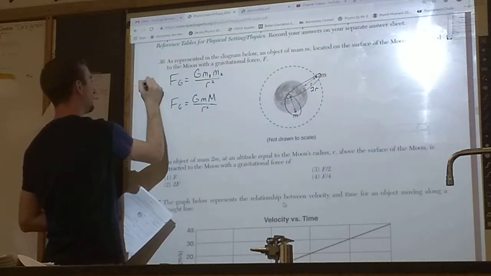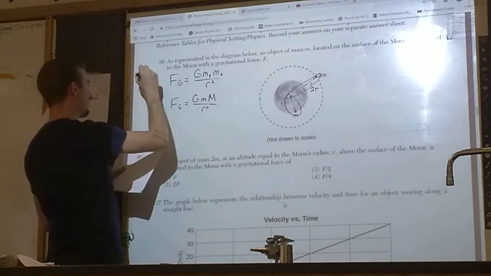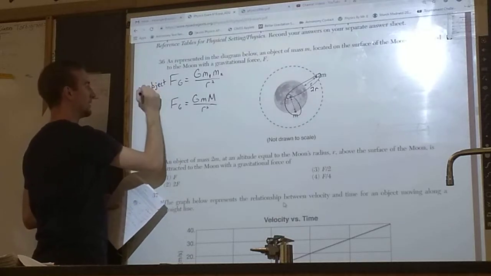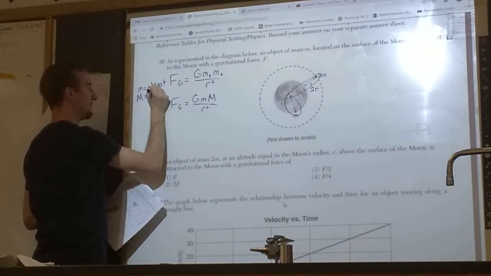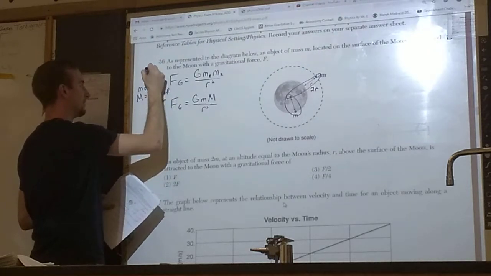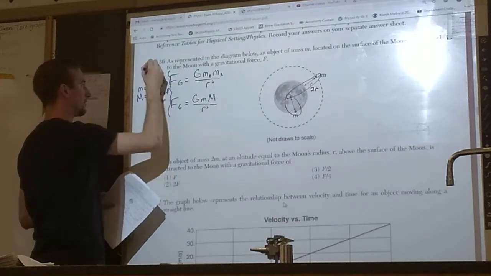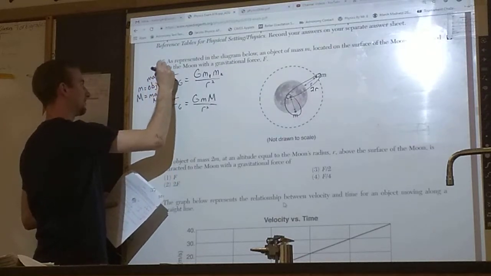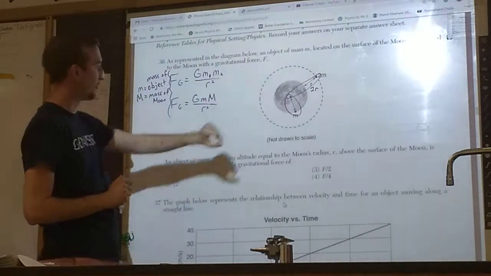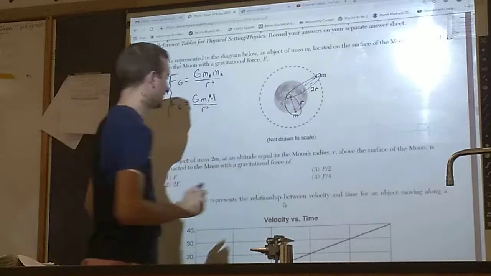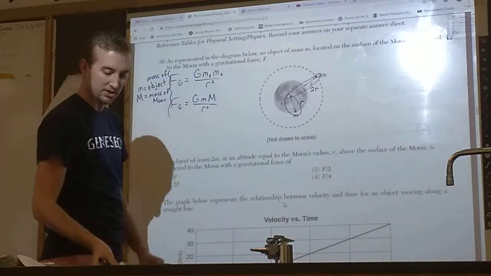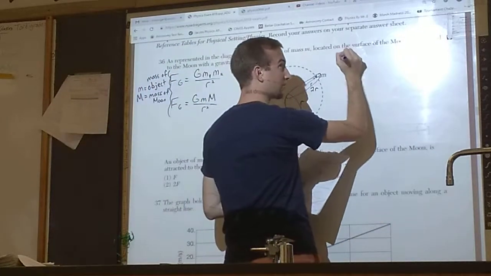And I'm going to come over here and define little m is the object, and big M is the mass of the moon. Little m is the mass of the object. Okay? Now, this works very, very well for the original object, the object with a mass of m that's on the moon's surface.